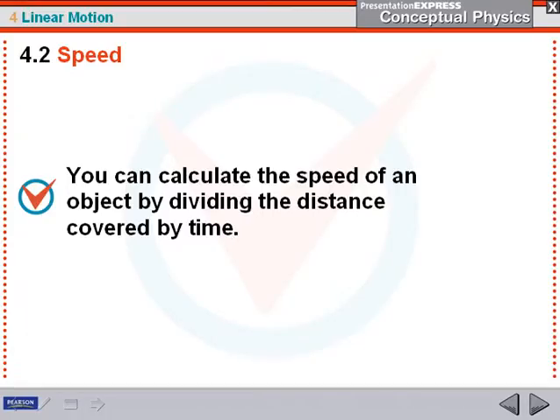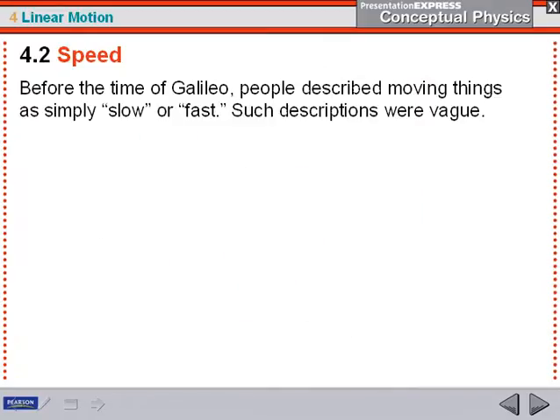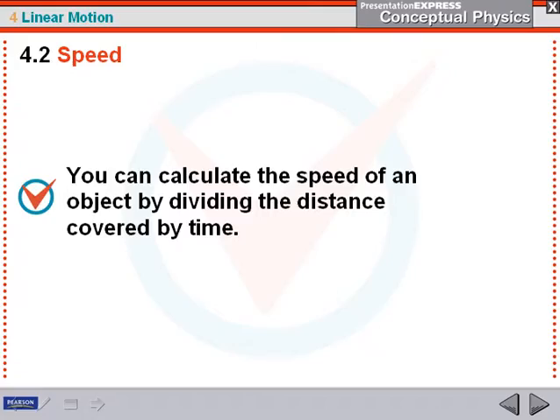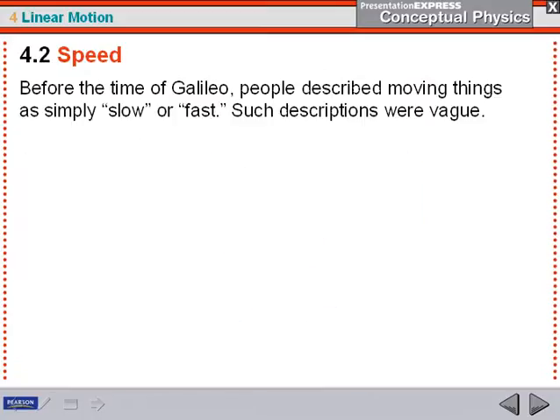This is the Chapter 4, Section 2 podcast. The topic is speed, and the first concept we're going to talk about is how you can calculate the speed of an object by dividing the distance covered by the time.